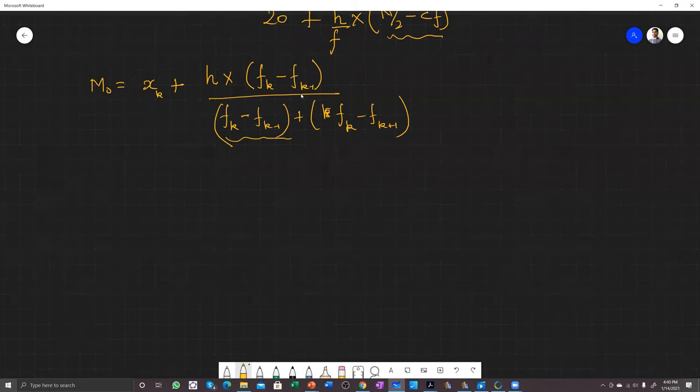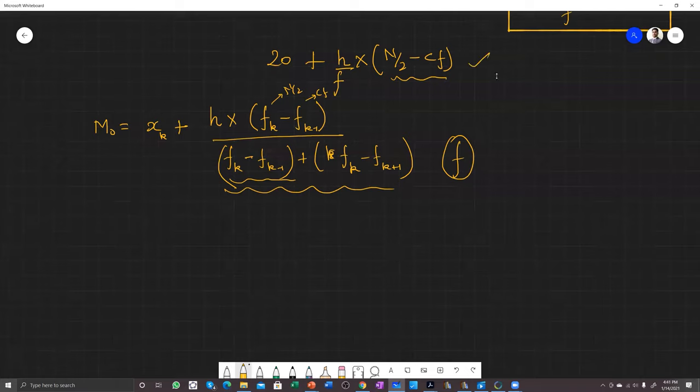If you are able to relate it to the previous formula: this was n by 2 minus cumulative frequency in the previous case, and here it is the entire f. In the previous case I had only f here. If you recall, I have written that formula here. h remains the same, n by 2 minus cf becomes fk minus f(k-1), and the lower f is nothing but the spread on both sides. fk minus f(k-1) is the left side, and fk minus f(k+1) is the right side. We'll show an example. So this is the formula for mode.